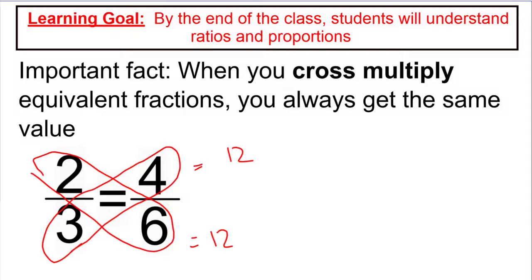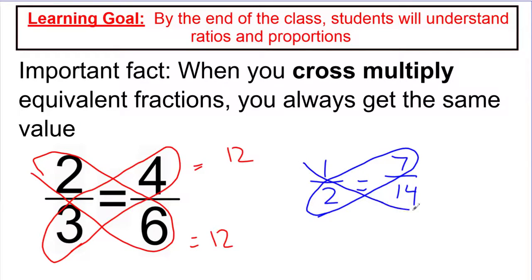Here's a different one that I'll show you just for the sake of it. Everybody knows that 1/2 is equal to, for example, 7/14. Right? These two are equal. When I cross-multiply this way, 2 times 7 is 14. 1 times 14 is 14, right? Any equivalent fractions, when you multiply a numerator with the opposite denominator, both ways, you will always get the same number, right? So we're going to use this fact.